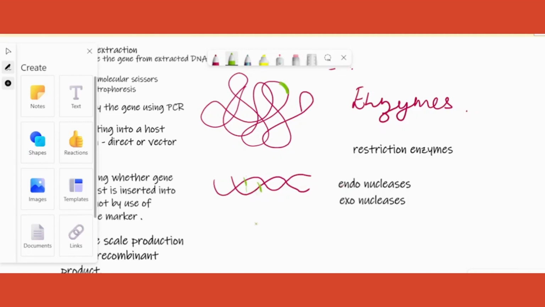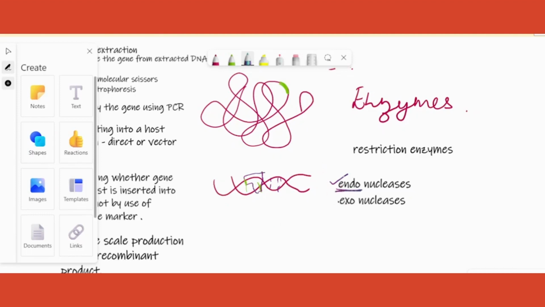What is it cutting? It will cut your phosphate-sugar bond. I hope you remember in the DNA ladder, the pink line that you can see is made up of sugar and phosphate, and whatever is protruding inside would be the nitrogenous bases. I hope you remember that much. So this endonuclease will cut from within. It will create small fragments after it cuts. This is the cut, right? I'll explain it in detail, don't worry. So this is going to cut from within the DNA strand.